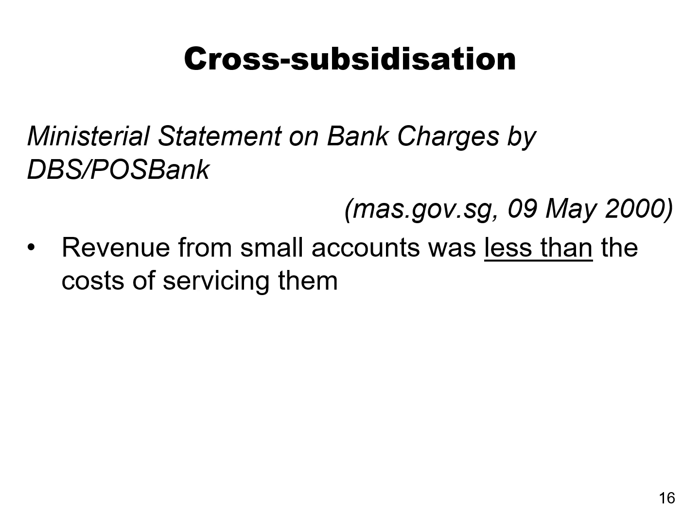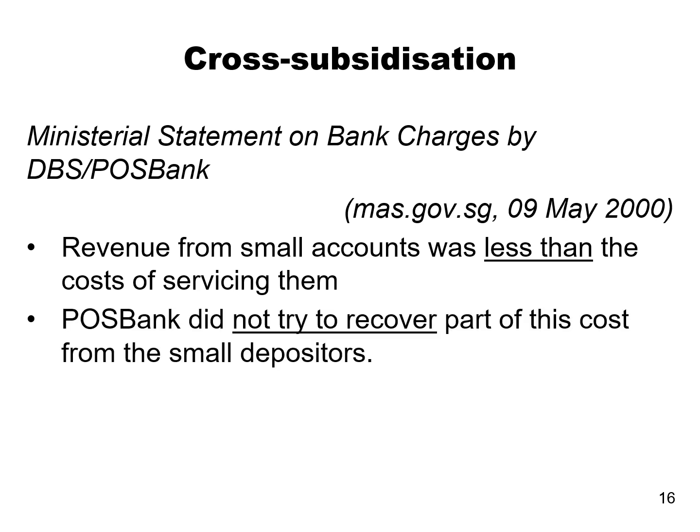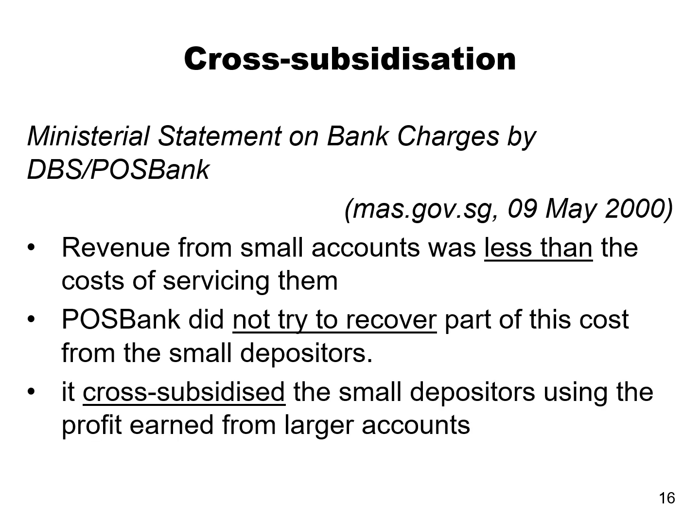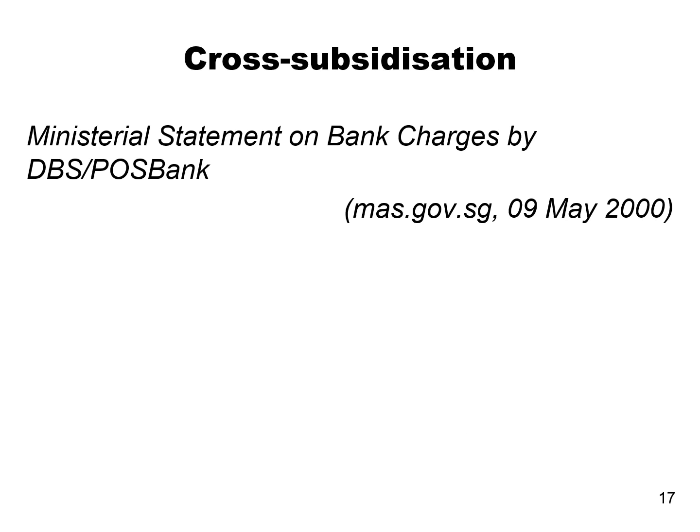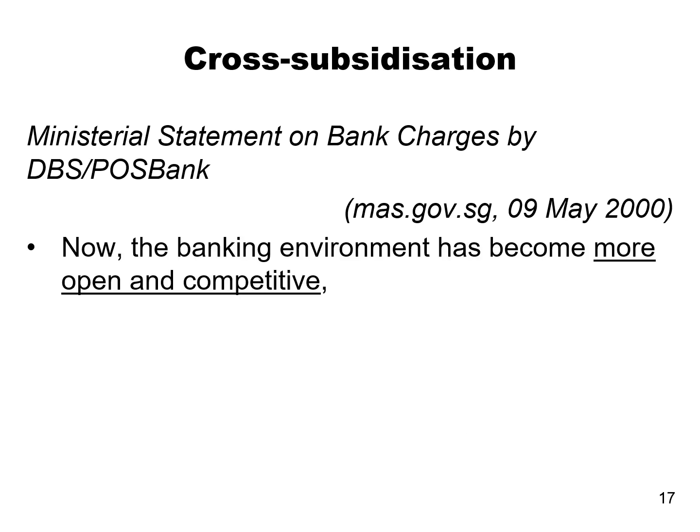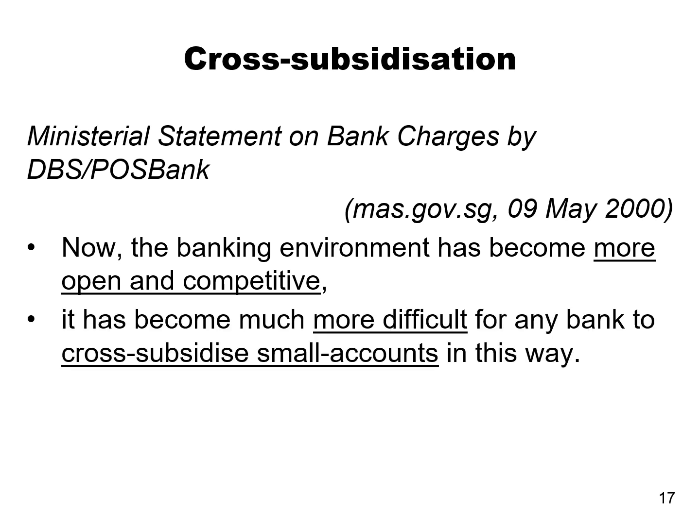So the revenue for small accounts is less than the cost of servicing them. So POSB tries to recover part of the cost from small depositors. What it does is it cross subsidizes the small depositors using the profit earned from the larger accounts. Now, the banking environment has become more open and competitive. It has become more difficult for any bank to cross subsidize small accounts in this way.